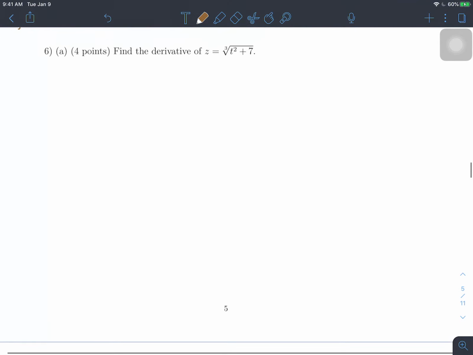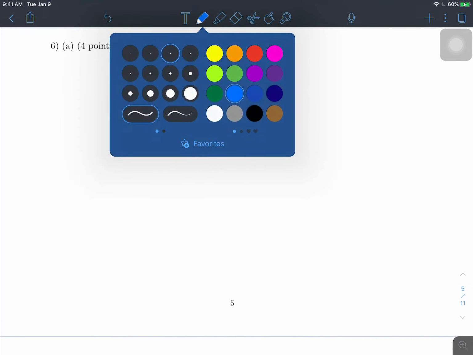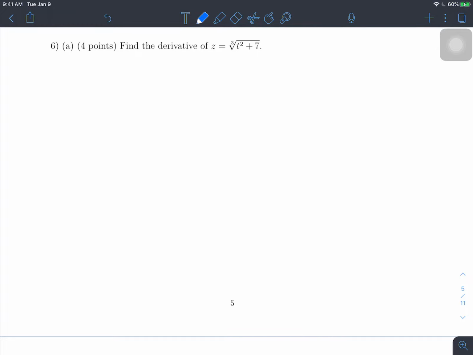So next problem, we just have a straight up derivative to take here. We want to find the derivative of this function z, which is a function of t. So I'm going to write it using Leibniz notation. We'll write dz/dt. And what we need to now do is the derivative of cube root of t squared plus 7 with respect to t. I'm going to rewrite that inside as a power. I'm going to write t squared plus 7 to the power 1/3.